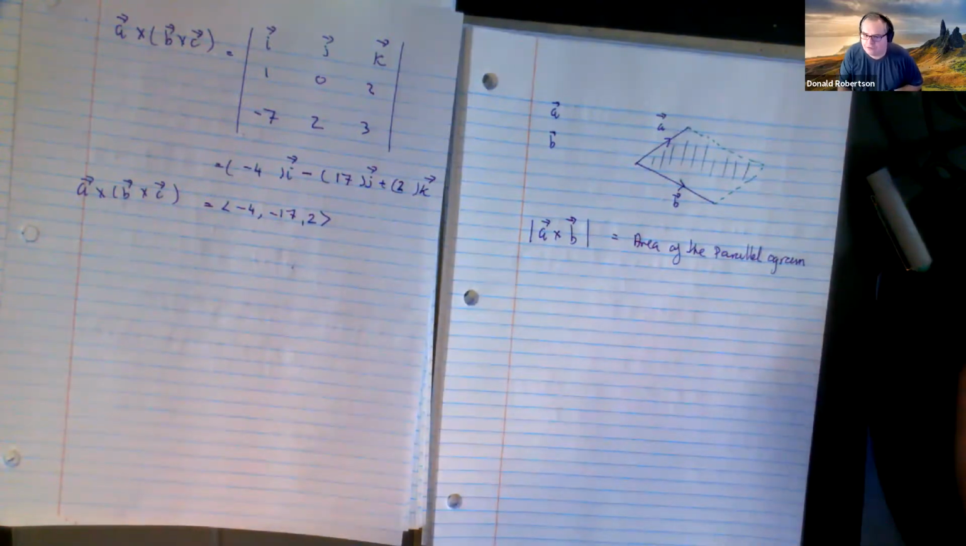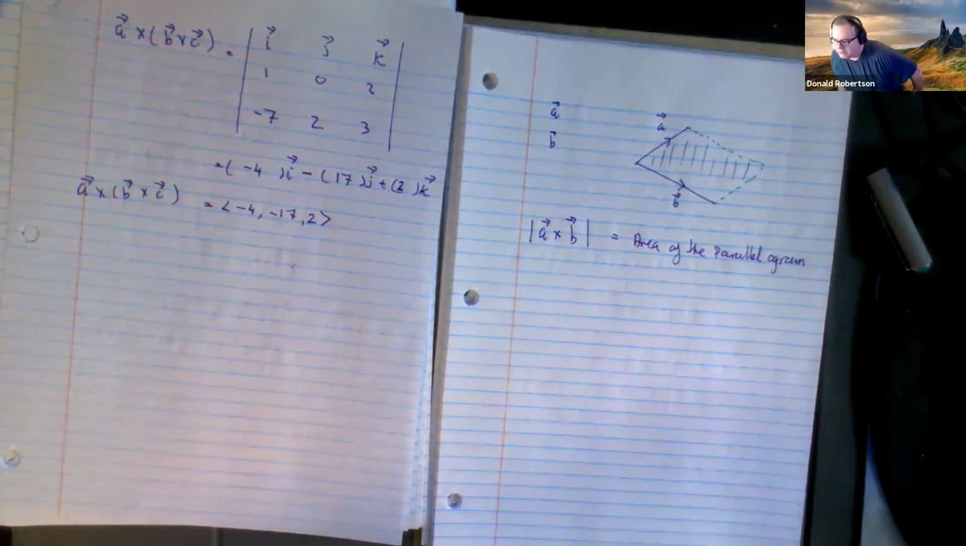There is nothing intuitive about that to me. Would you agree? Why should a vector that's perpendicular to A and B, why should the length of that vector have anything to do with the area of the parallelogram? Would you agree? It doesn't make sense. But it's true, which is amazing.